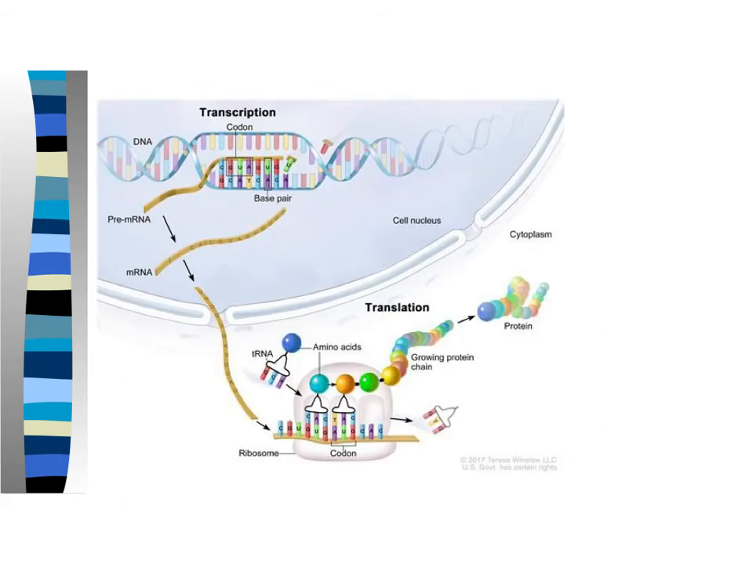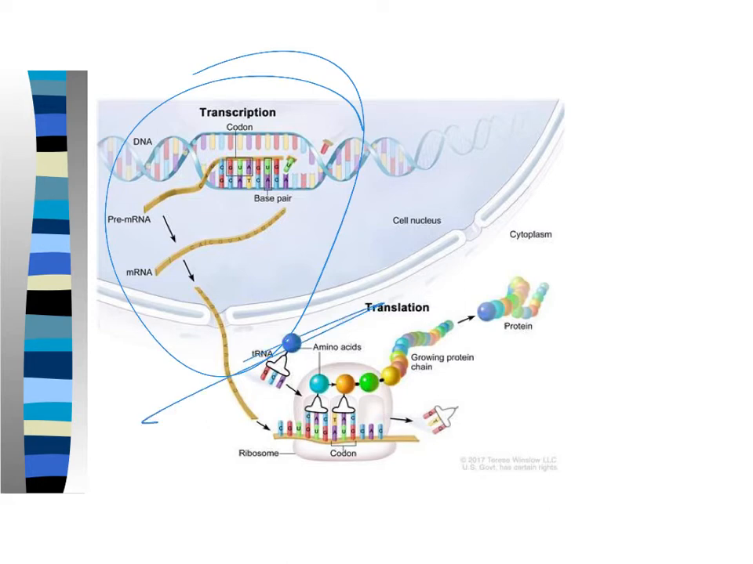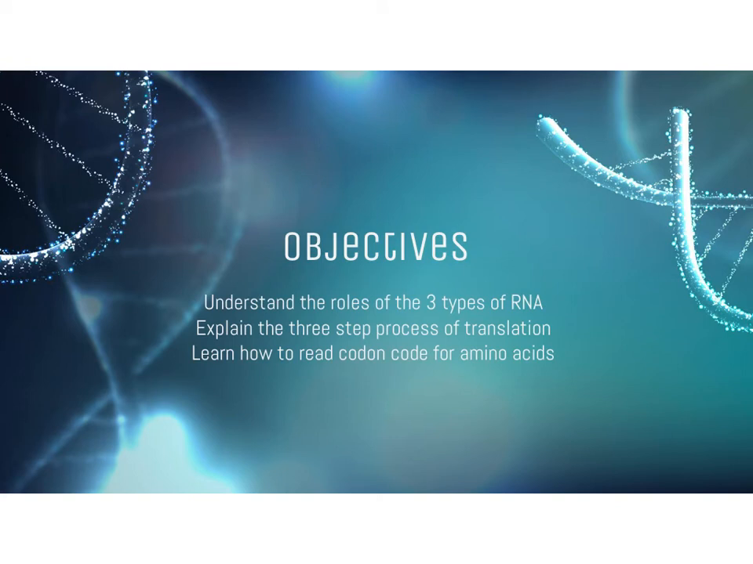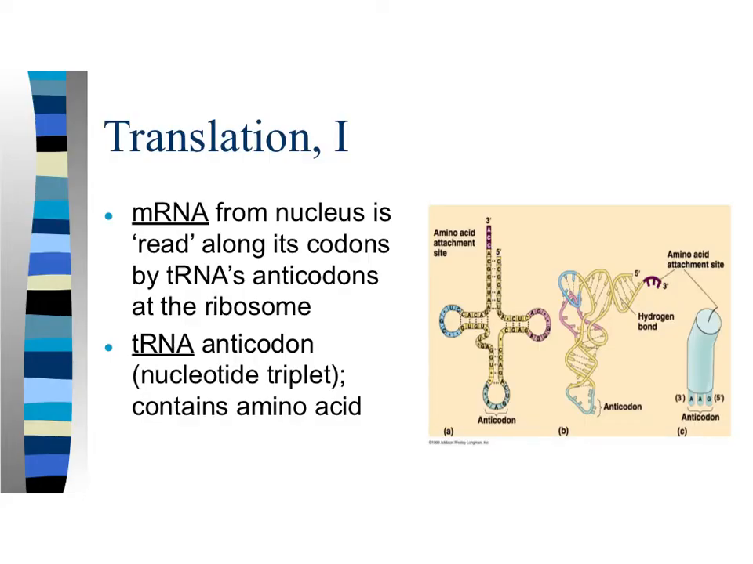Here's a picture to help you visualize the whole thing that we're doing here. So this is where we stopped. Now we're going to talk about translation. For translation, you need to understand the 3 roles of the types of RNA. We talked about the 3 types, and we're going to look at the 3 roles that they play. You need to explain the 3-step process of translation and learn how to read the codon code for amino acids. The roles that each of these RNAs play is what we're going to talk about first.